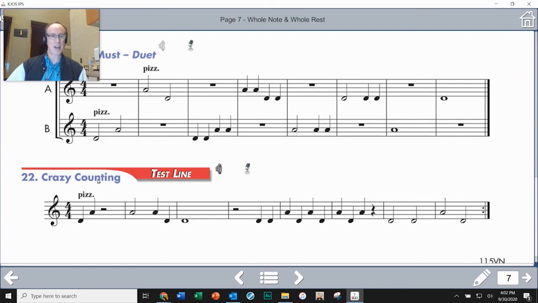This is called crazy counting. I bet it's going to be crazy. All right. Good luck on this one. If you make a mistake, you're probably one of many people that are going to make a mistake on this. Okay, the first time you read it, it's a little tricky. You might have to practice this one 2, 3, 4, 5, or 10 or 29 times before you get it really good. All right, enough of me talking, right? Let's play. Here we go.